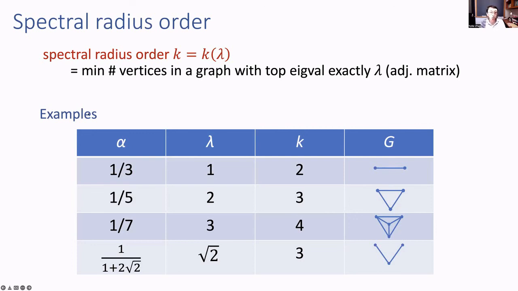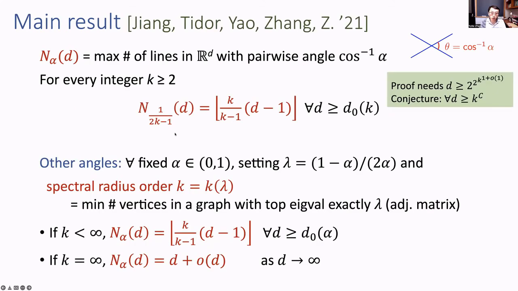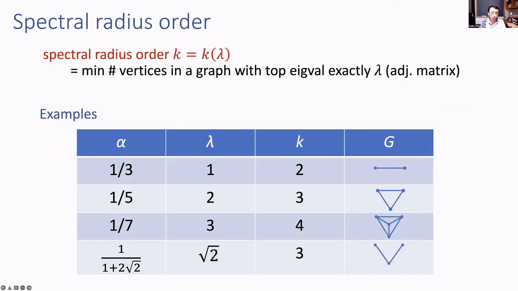Just to give some more examples, when alpha is given, for example, alpha equals 1/3, then by this expression relating lambda and alpha, we can derive that lambda equals 1. Which graph has top eigenvalue exactly 1, and among those, which one has the smallest number of vertices? It turns out to be a single edge, which has 2 vertices, so we record k equals 2. Likewise, when alpha is 1 over an odd integer, lambda is equal to a positive integer, and k then is lambda plus 1. When lambda equals 3, the smallest graph with top eigenvalue 3 is a clique of 4 vertices, so k equals 4.